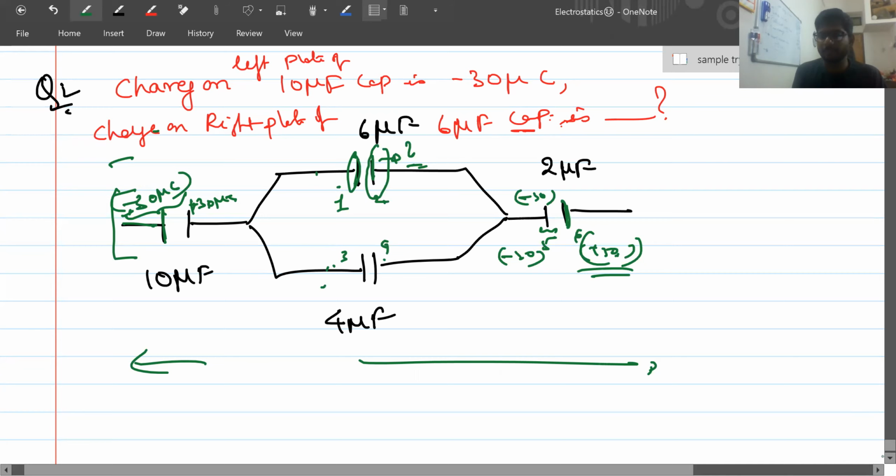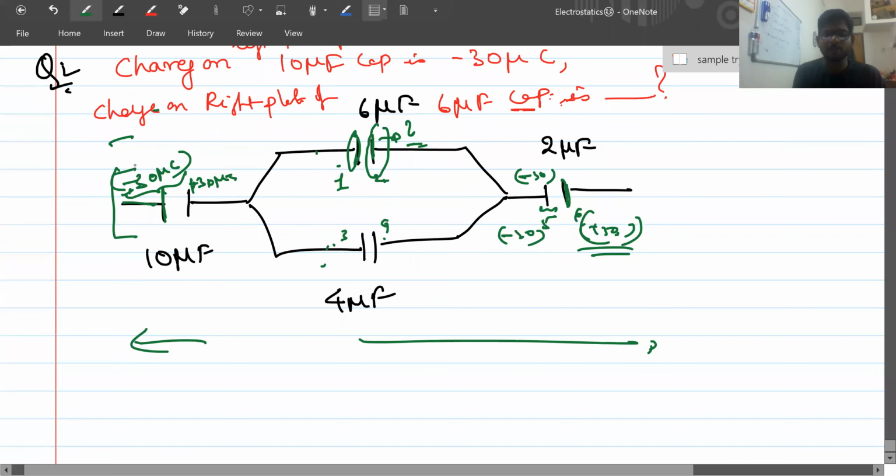We need to find out the right plate. So it will definitely be positive, because if this is minus 30, this should be plus 30. Plus 30 means plates 1 and 3 will have negative charges because they do not have any connection with an external battery. So whatever the charge is, 0, if this becomes plus 30, they should become minus 30.